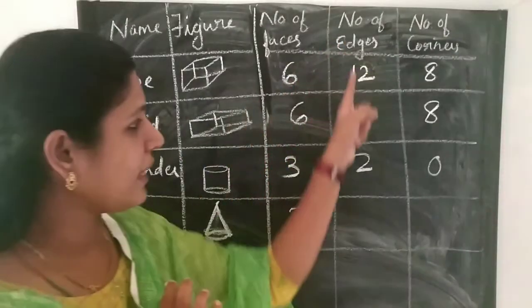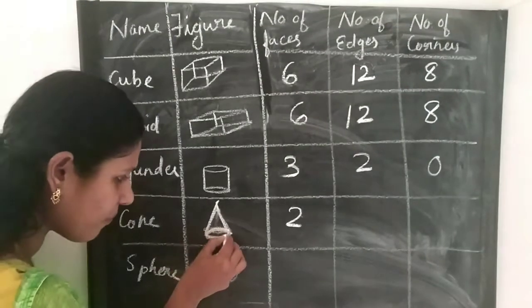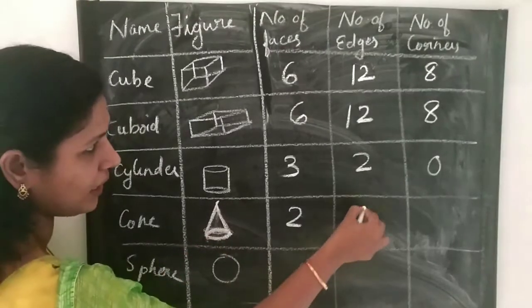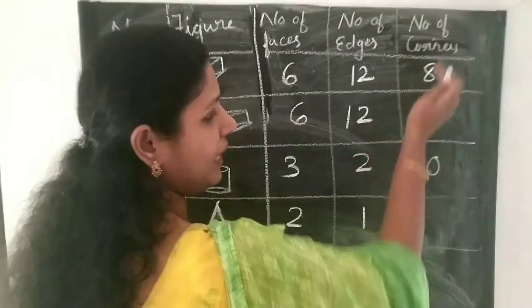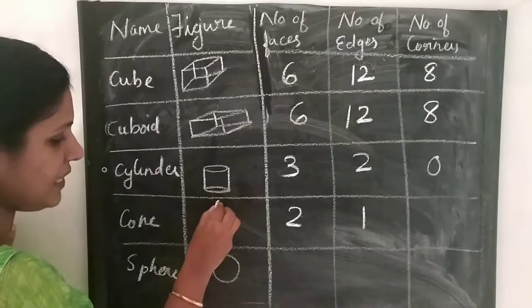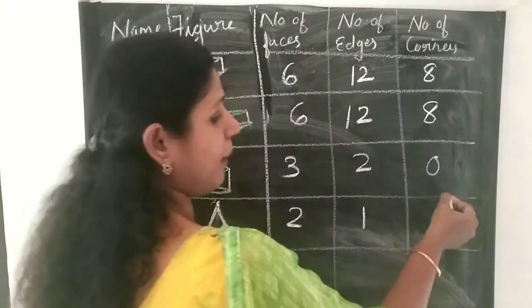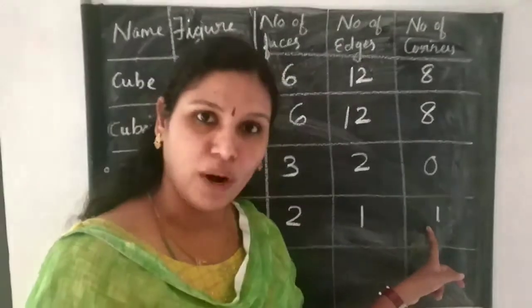Now we have to find number of edges. Only 1 edge. Here, see this, only 1 edge. So number of edges is 1. And next we need number of corners. So here, this is a corner. So number of corners of a cone is 1.